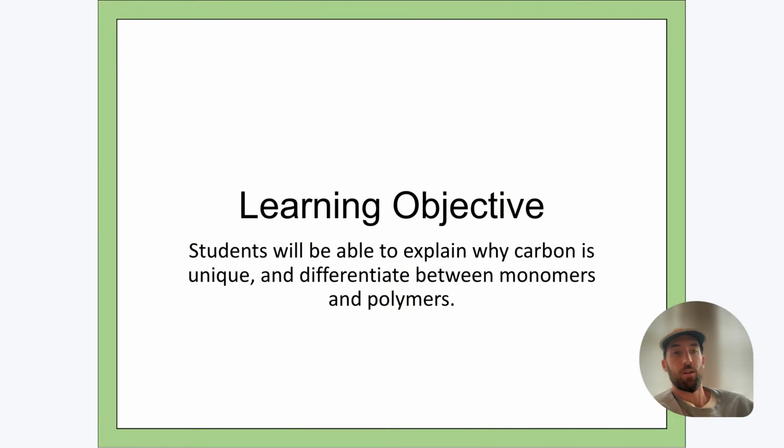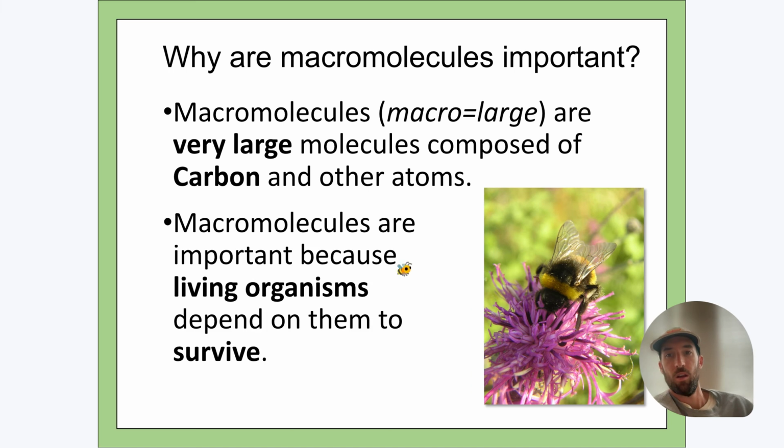All right, so continuing on, we're going to explore what makes carbon so special and how building blocks called monomers form larger polymers and why the four main groups of macromolecules, carbs, lipids, proteins, and nucleic acids, are essential for life. Your learning objective for this first part of this section is to be able to explain why carbon is unique and differentiate between monomers and polymers.